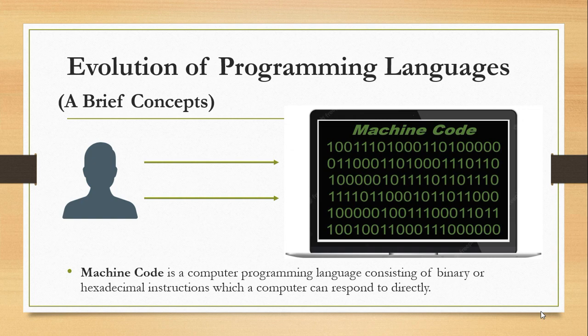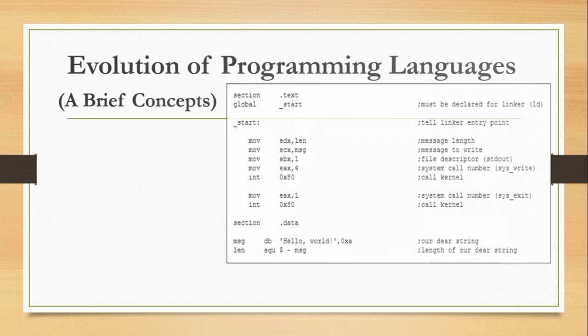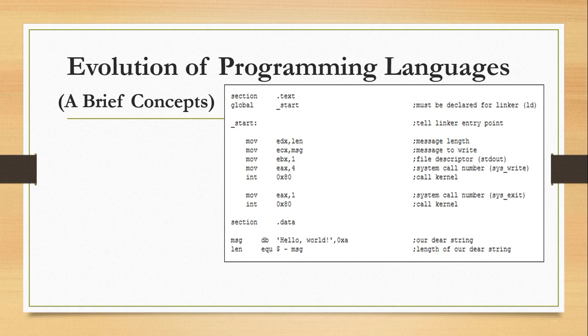So due to this fact, in an attempt to make programming easy, in an attempt to make giving the computer instructions very easy, that is what gave birth to the other programming language known as the assembly language. In the assembly language, they tried to advance the way the instructions are given to the computer. That means they don't really write assembly language like machine code anymore.